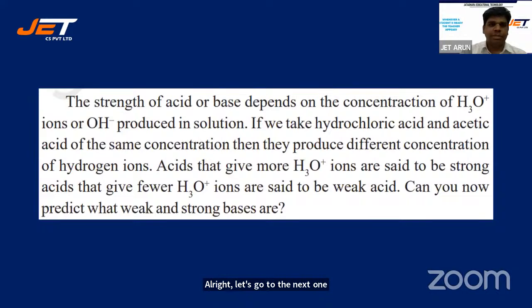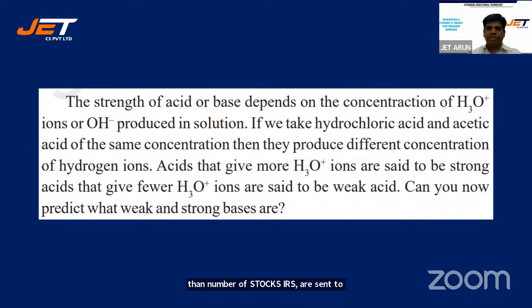Here, students, the strength of an acid or base depends on the concentration of H3O plus ions or OH minus ions produced in the solution. For example, if I take two acids, hydrochloric acid and acetic acid, of the same concentration, then what is found is they produce different concentrations of hydrogen ions. So acids that give more H3O plus ions are said to be strong acids, for example hydrochloric acid, and those which give fewer H3O plus ions are said to be weak acids.